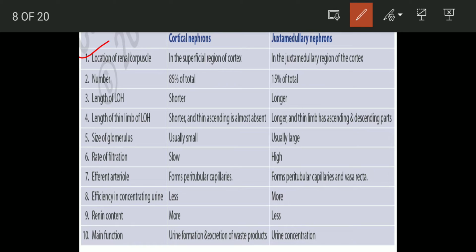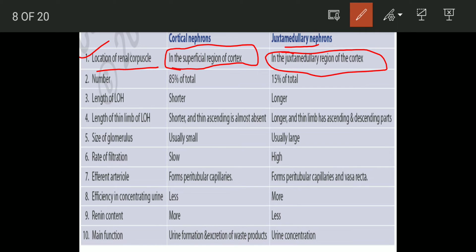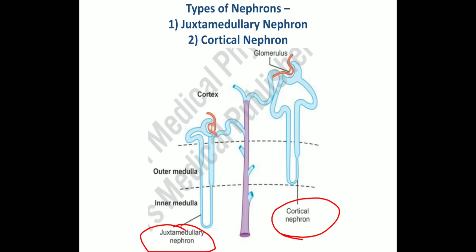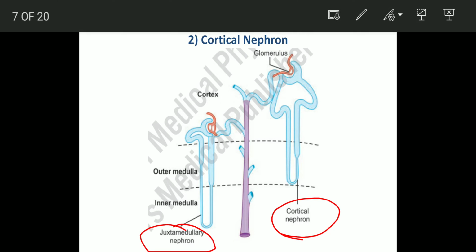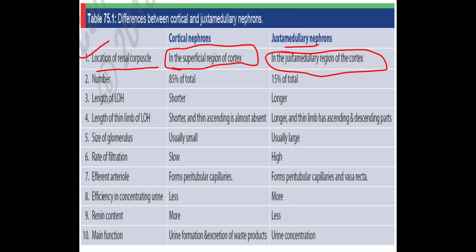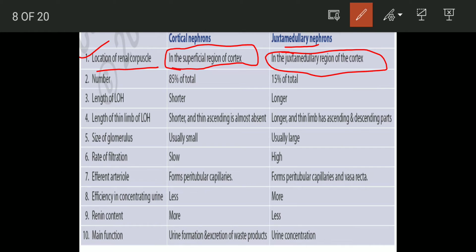If you talk about the first point, the location of the renal corpuscle: the cortical nephron is basically situated in the superficial region of the cortex, whereas the juxtamedullary nephrons are in the juxtamedullary region of the cortex. So you can see here the cortical nephron is located at the superficial region, and this is at the juxtamedullary. Location-wise we have discussed. Then is the number. The cortical nephron is 85% of the total number, and the juxtamedullary is 15% of the total nephrons.